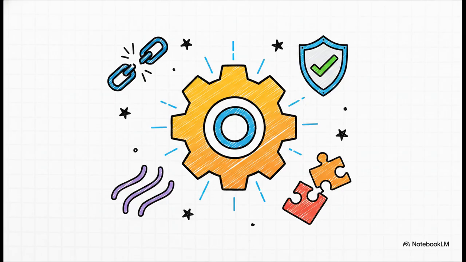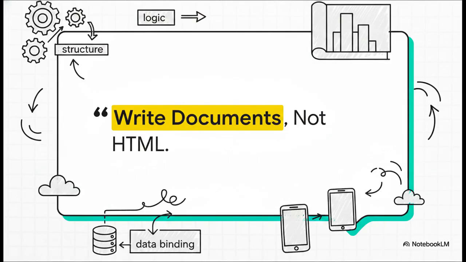You get fully thread-safe engine instances with no shared mutable state. Plus, it has first-class JSON data binding right out of the box, and you get pure memory safety thanks to built-in limits on things like iterations, recursion, and output size. The whole philosophy behind this language can really be summed up in one powerful mantra: write documents, not HTML. It completely strips away that tedious, bloated syntax, which means you get to focus 100% on the logic, the structure, and the data binding inside your native apps.